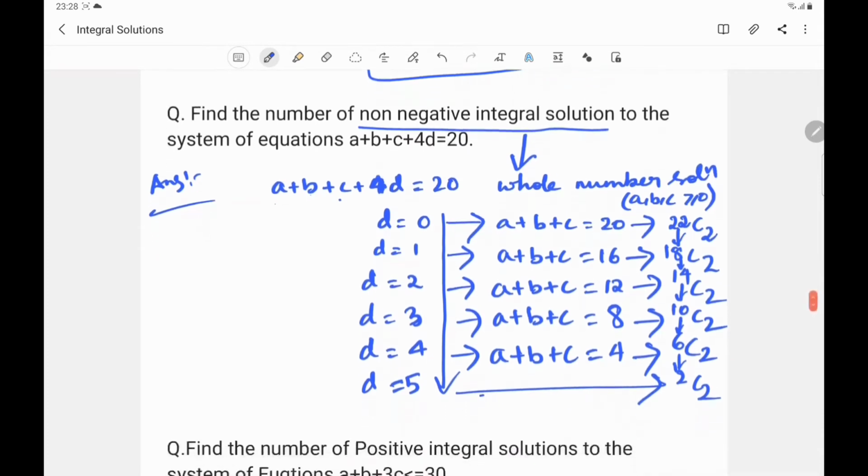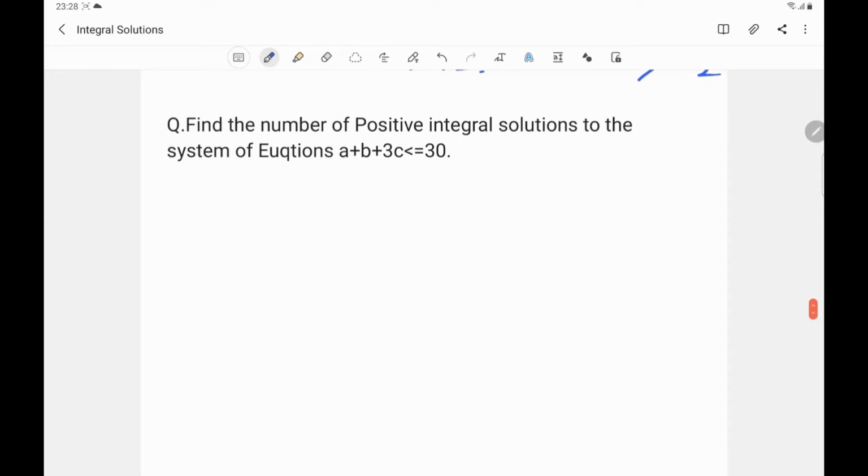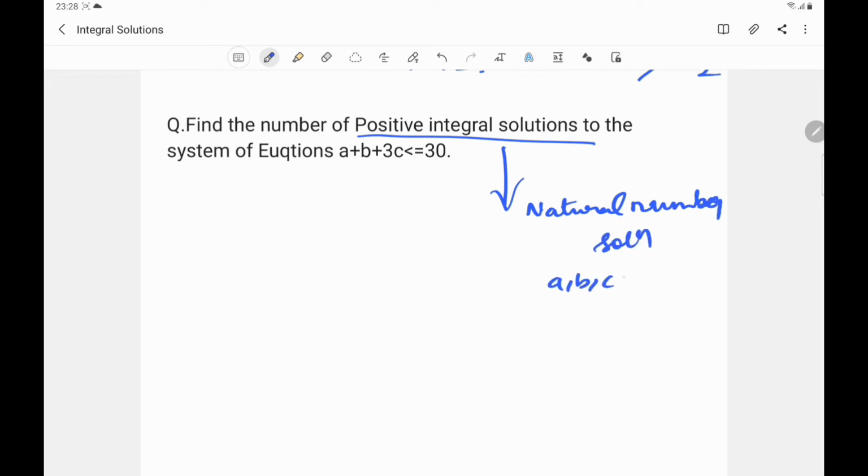Now let us move to another question. In this question, we need to find positive integral solutions. Positive integral solutions means natural number solutions. So natural number solutions means a, b, c are greater than or equal to 1. Here the given equation is a plus b plus 3c is less than or equal to 30. So it can be equal to 30 and it can be less than 30.